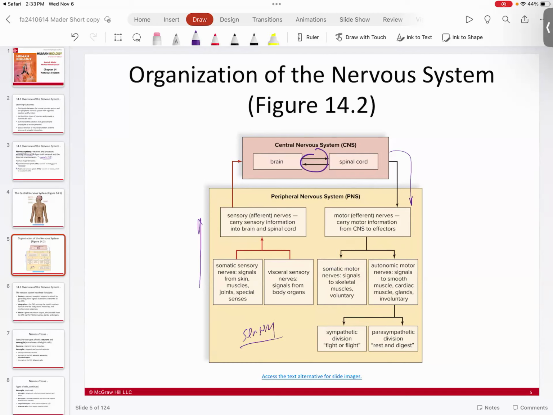For instance, you'll have what's called somatic sensory signals. This is coming from your skin and your muscles, things like that, information you're collecting from the outside world. And you also have visceral sensors, which essentially are getting signals from inside your body, right? So basically these homeostatic cues that are happening inside your body.